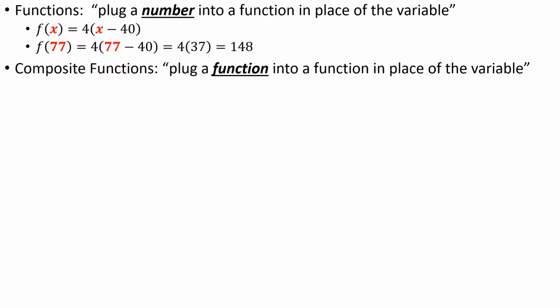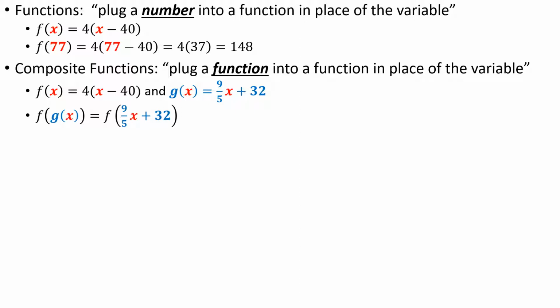Now, when we do this with composite functions, what we're doing is actually plugging a function into a function in place of the variable. So in other words, if we start with Dolbear's law, f of x equals 4 times x minus 40, and we have another function which is our conversion from degrees Celsius to degrees Fahrenheit, g of x is 9/5 x plus 32. What we're going to do is plug g into f in place of x. So on the left of this expression, you see f of g of x. And all that means is that g of x is now the input to f.